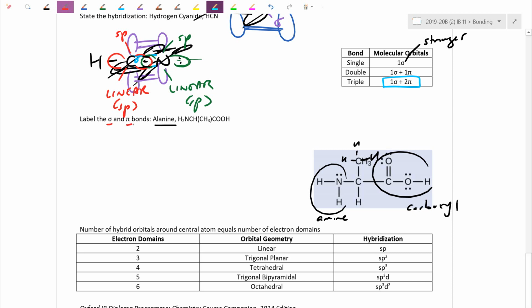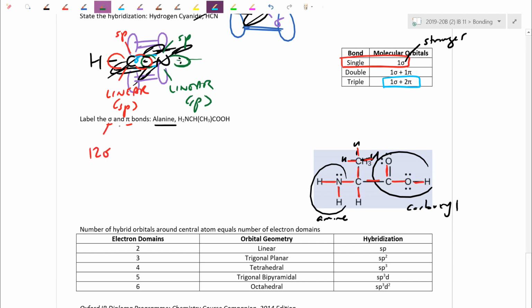How many sigma and how many pi bonds are there? Remember, every time you have a single bond, it's a sigma bond. So if I can just highlight for you here, I have 1, 2, 3, 4, 5, 6, 7, 8, 9, 10, 11. For a double bond here, one of them is a pi bond. This one here has 12 sigma bonds.